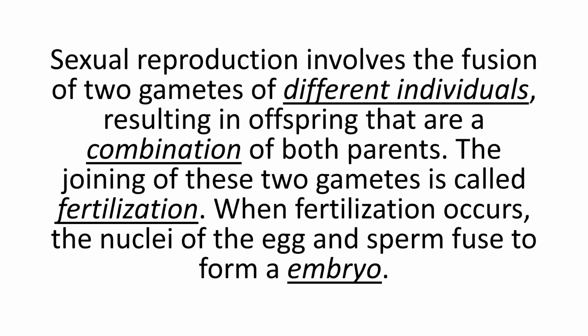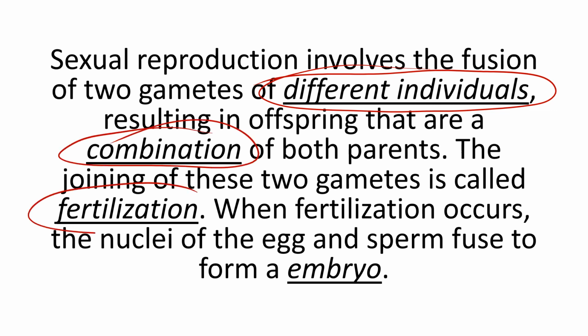So, in your notes here, you have a sentence you need to fill in the blanks. So, sexual reproduction involves the fusion of 2 gametes of different individuals, resulting in offspring that are a combination of both parents. The joining of the gametes is called fertilization. And when fertilization occurs, the nuclei of the egg and the sperm fuse, and they form an embryo. Right? So make sure you have these circled words filled into those blanks.